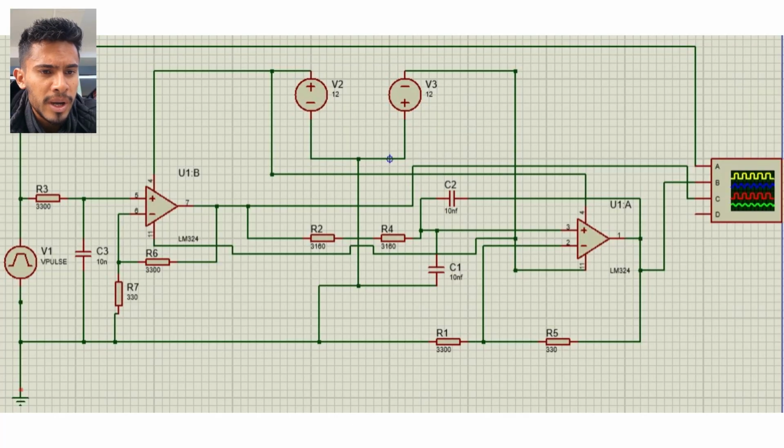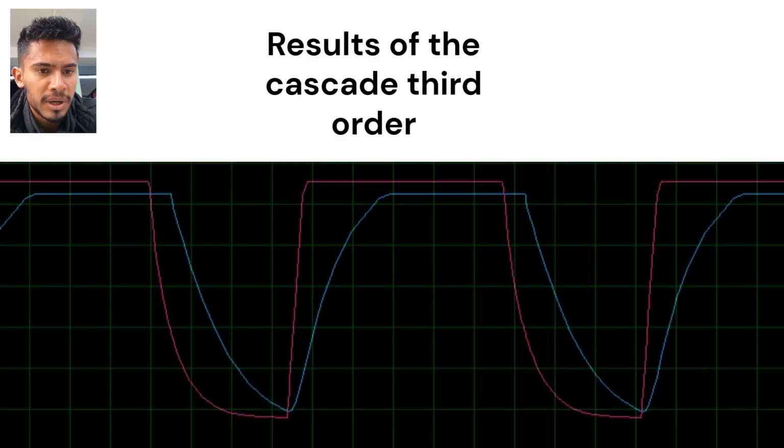Next to this, we cascaded this stage with a first-order active RC low-pass filter implemented with a buffer op-amp. Together, they form a third-order low-pass filter, and in simulation we confirm the stronger attenuation above 5 kHz and higher overall phase shift, exactly as theory predicts.